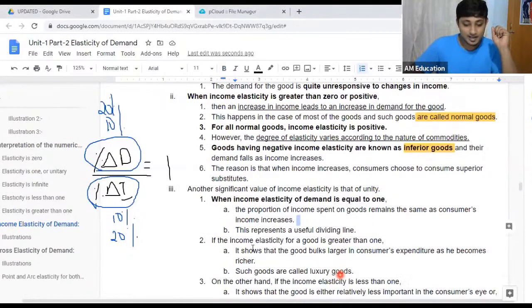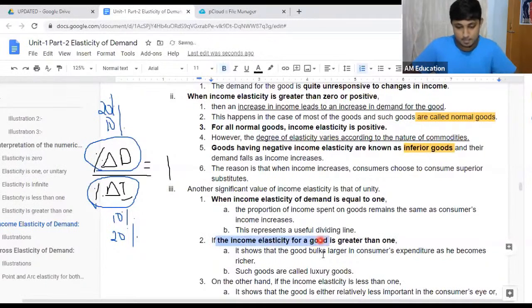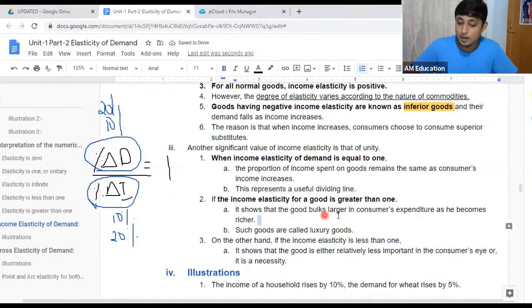This represents a useful dividing line. If the income elasticity of a good is greater than 1, it shows that the good bulks larger in consumer expenditures as he gets richer. Such goods are called luxury goods. And on the other hand, if the income elasticity is less than 1, then it shows that the good is either relatively less important in the consumer's eye or is a necessity.